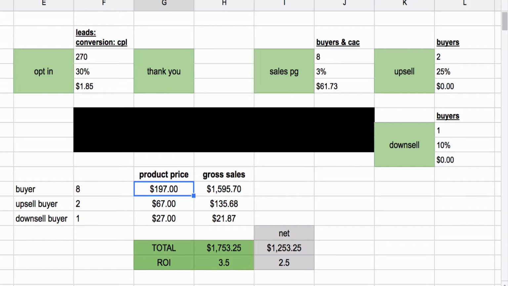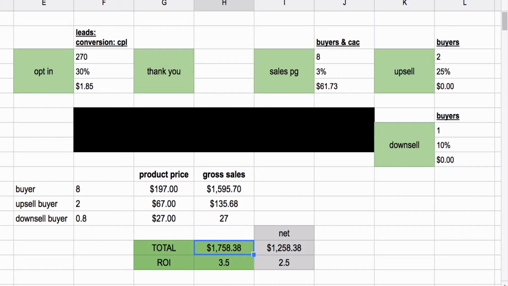So if you had a price point right here of $197, and you had 8 buyers, that'd be $1,595 in gross. If you had 2 buyers at 67 for the upsell, it'd be $135. If you had 1 downsell buyer at 27, it'd be, this was actually a little less than 1, so that's why that amount was off, but let's just make it 27. Then you would have a total of $1,758.38.